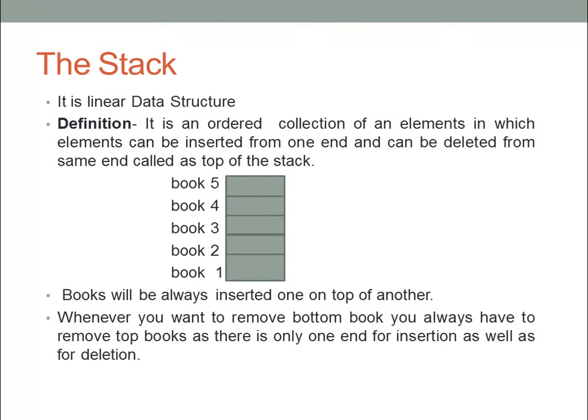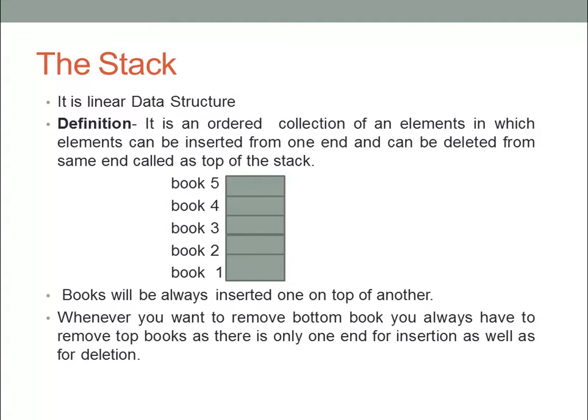Okay, just consider this diagram. Here in this diagram there are 5 books that are arranged one on top of another, right? At the bottom there is book number 1 and at the top there is book number 5, right? First you have inserted 1, then book number 2, then book number 3, then book number 4, and at the last you have inserted book number 5. So remember which book you have inserted at the last. You have inserted book number 5 at the last.